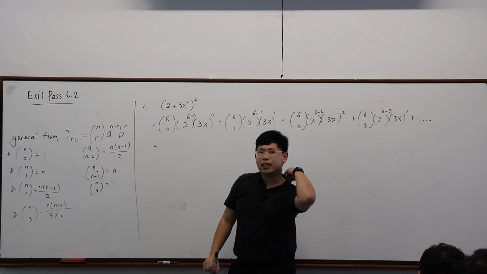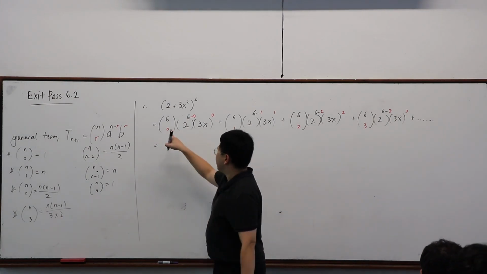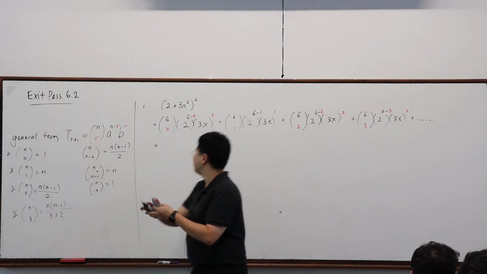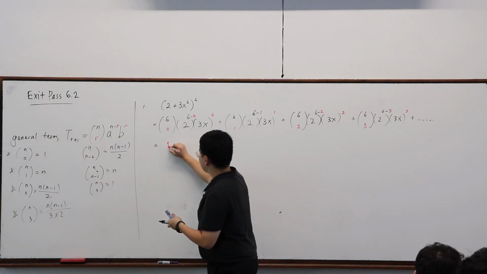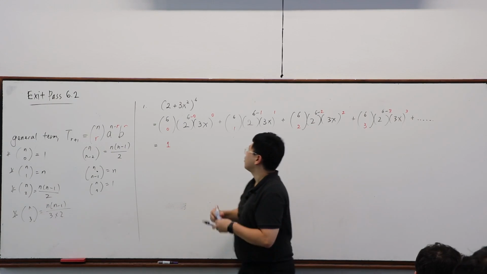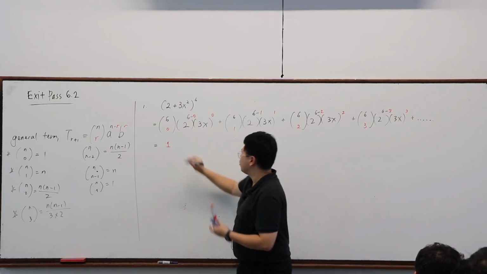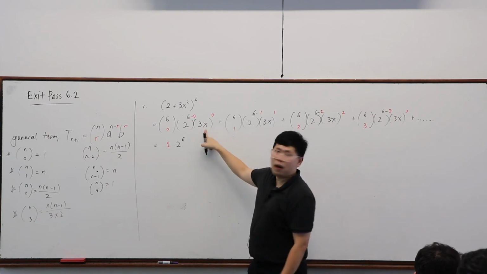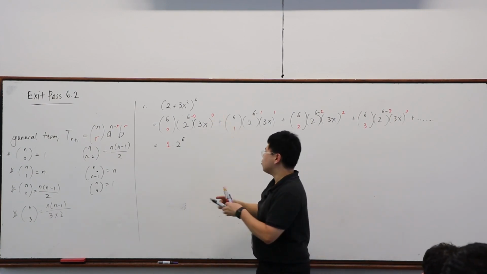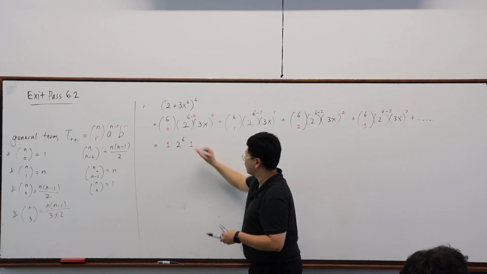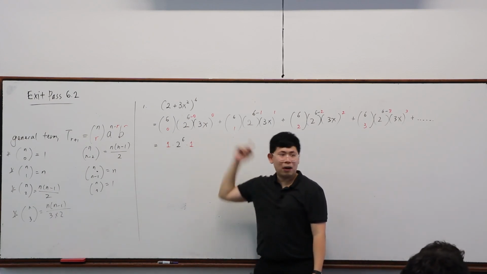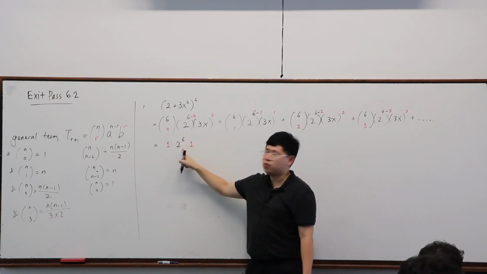Oh, actually don't need calculator. Let's simplify this first. Okay, 6 choose 0. Anything choose 0 is 1. Okay, 2 to the power of 6. I'm just going to leave it as 2 to the power of 6. This power to the 0 is also 1. So this one is times 1. Okay, so the first term is always very easy. It's always a to the power of 6. If you don't need to do this, you can jump straight to this.